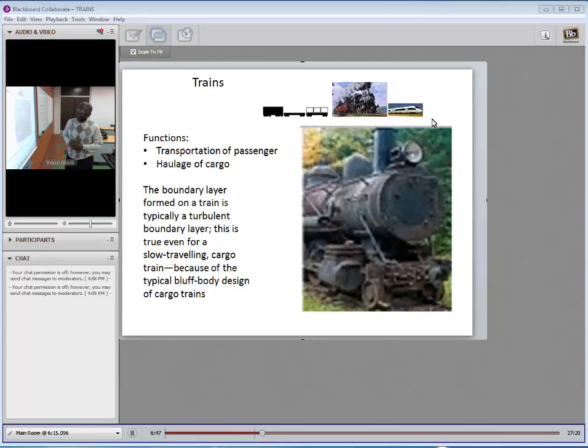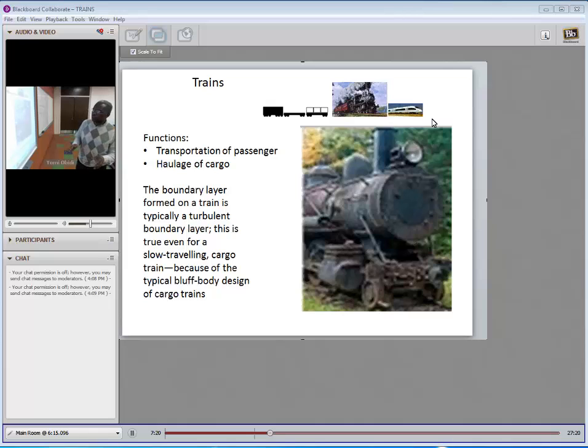Trains serve two primary purposes. They either transport passengers or they haul cargo. That's primarily what trains do. Move people or move goods. Sometimes both. Okay? But typically, the cargo train is different in design from the train that transports people.